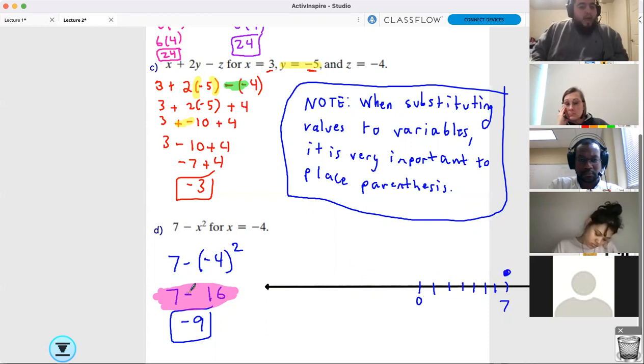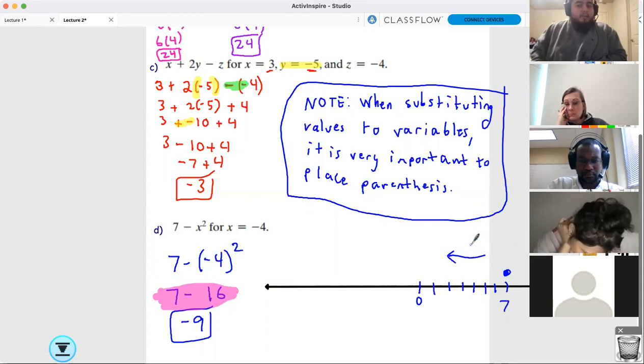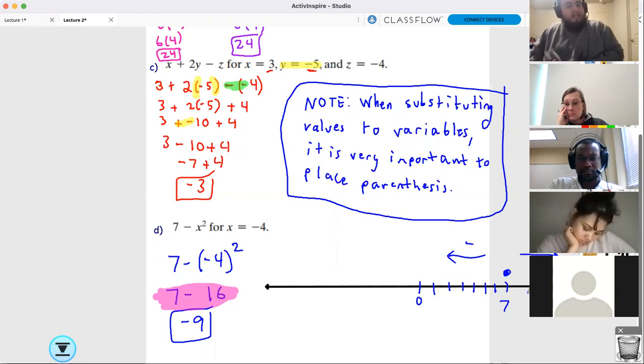When we take away a number, we travel to the left side of the number line. When we subtract, we go to the left. When we add, we go to the right. Like 7 plus 1, we move one to the right, and that's 8. But now we're subtracting 16.